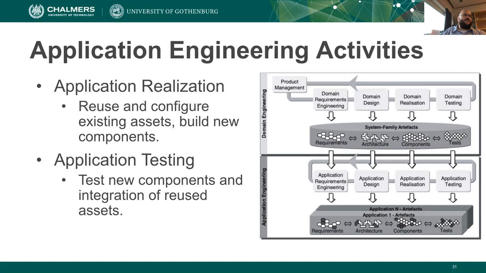So next time we're going to go into this in more detail and talk about feature modeling, which is a way to define constrained variability for product lines and is your basis for planning your product line.